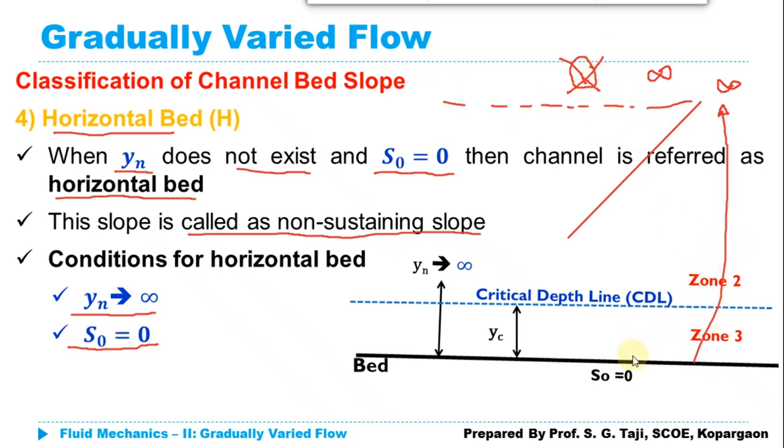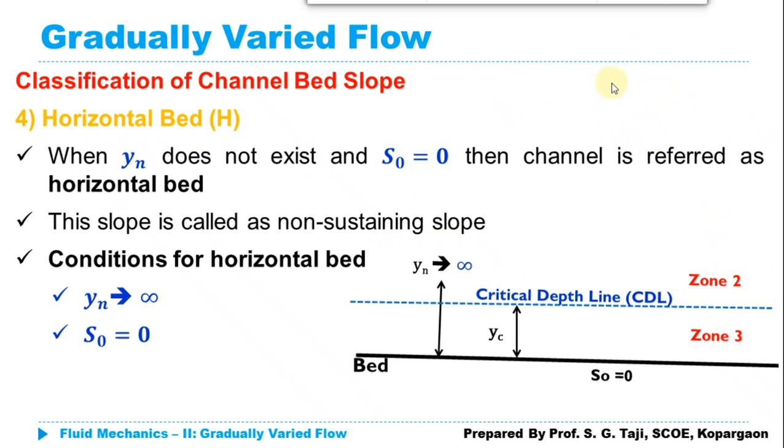But we can simply draw zone 2 and zone 3. Zone 3 is the space available between the next lower line, that is the CDL, and the bed slope of the channel. So this will be our zone 3, and zone 2 will be the space which exists between the next lower line and the topmost line. Our topmost line is located at infinity, which we cannot draw, so we can simply show here our zone 2. So remember that in case of horizontal bed there are again two zones, zone 2 and zone 3 only, and there will be no zone 1, which exists beyond the line of normal depth of flow, which is at infinity.